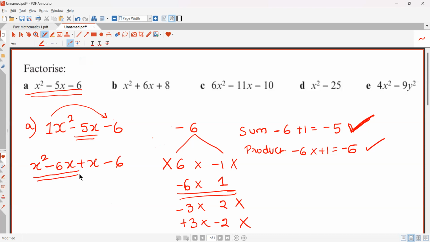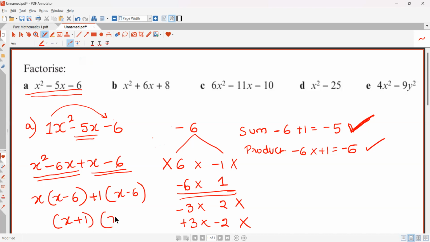Take common out between these two. Take common out between these two. If you take x common, it's going to be x minus 6, and plus 1 because there is nothing common between them, so let 1 be the common. Again, x minus 6. So your answer is x plus 1, x minus 6. This is your factorization. Do not give equal to 0 here because they did not give us that in the question. Anyway, this is my answer for the A part.